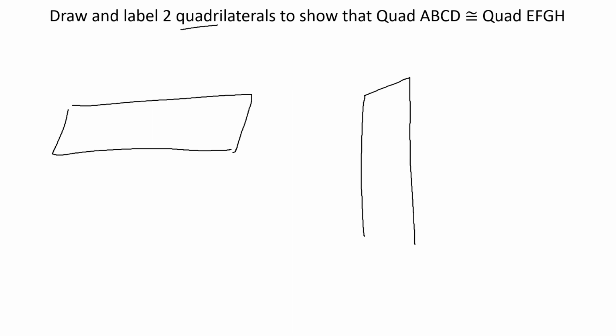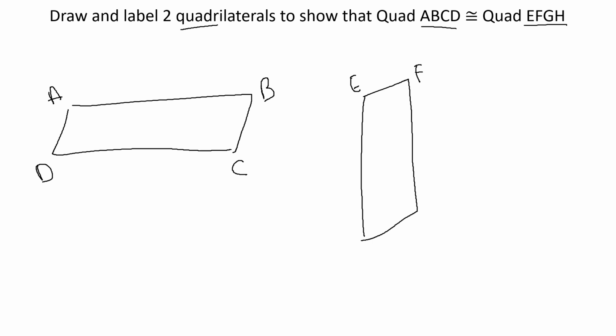Oops, let me actually redo that. That's too long. It doesn't really matter. Okay, so the first quadrilateral's name is ABCD. That means the vertices are labeled ABCD. The second name is EFGH. Except I need to, because I did A to B long, I need to do E to F long. And then G is short, and then H.